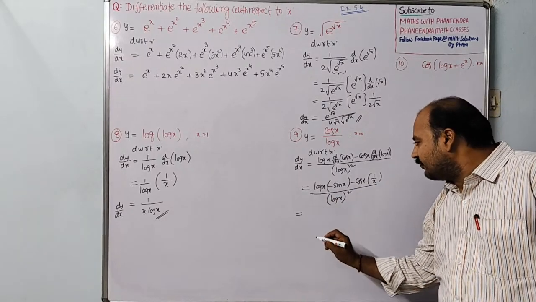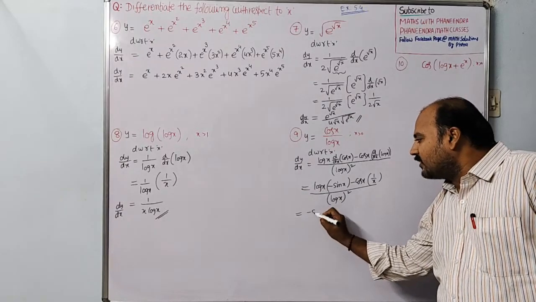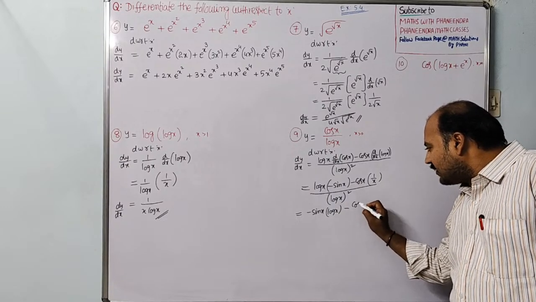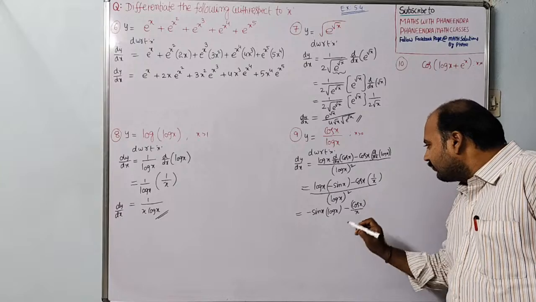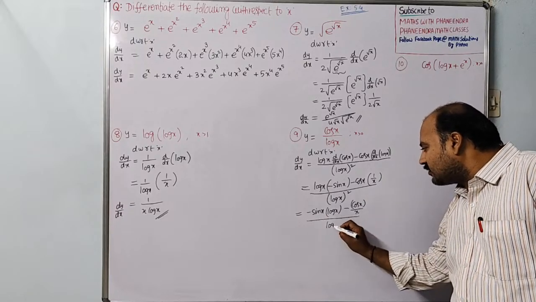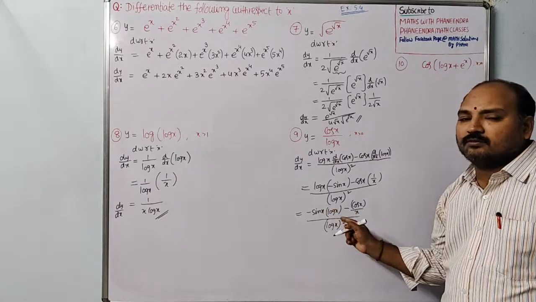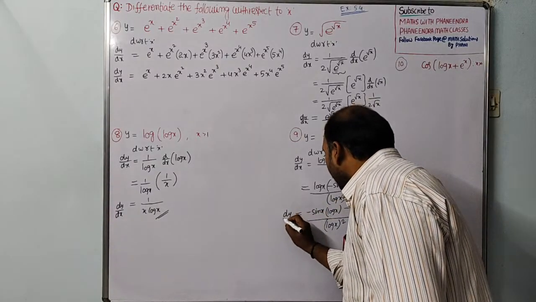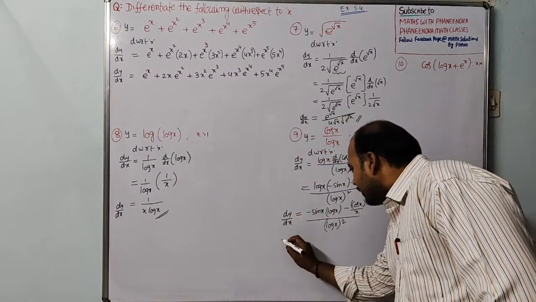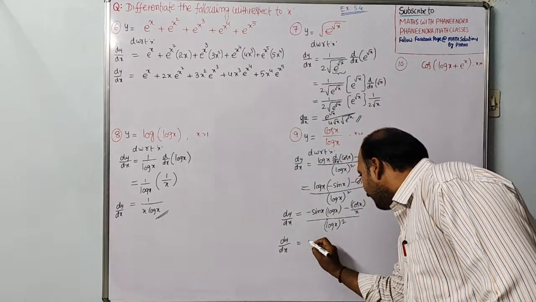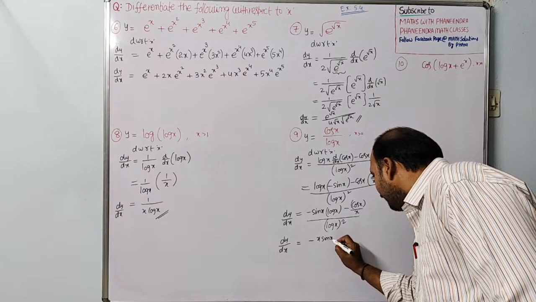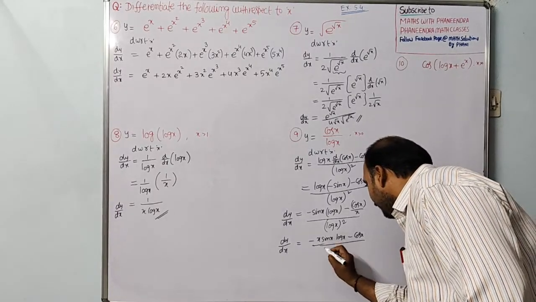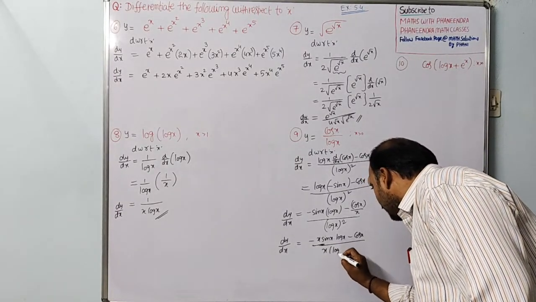So which is equal to minus sin x into log x minus cos x divided by x, whole divided by log x whole square. If you want, take common minus and simplify, otherwise leave it like this only. Nothing will happen. So this is dy by dx. If more simplification is required, bring x this side. So dy by dx equal to minus x sin x into log x minus cos x divided by x into log x whole square.